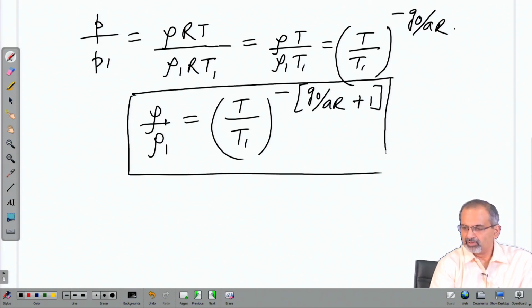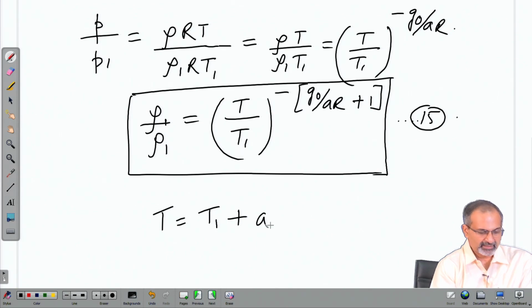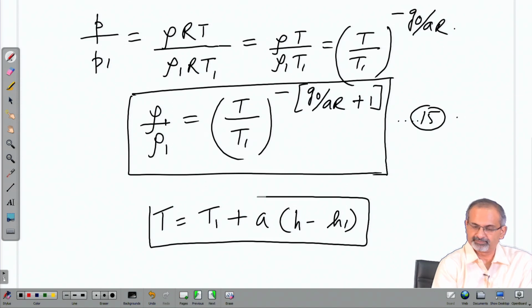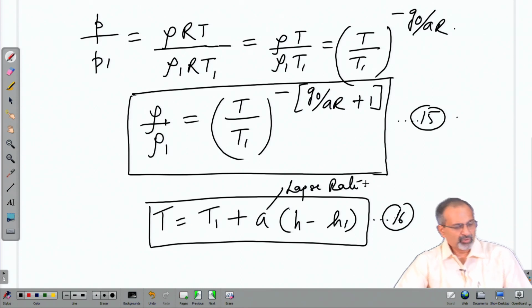So, now you have equations for pressure variation, density variation, and let us also write down the temperature variation within a gradient region. All that is available to you through the lapse rate. So, now you have the entire mathematical model ready for the standard atmosphere.